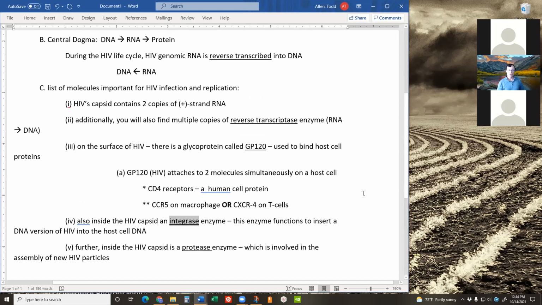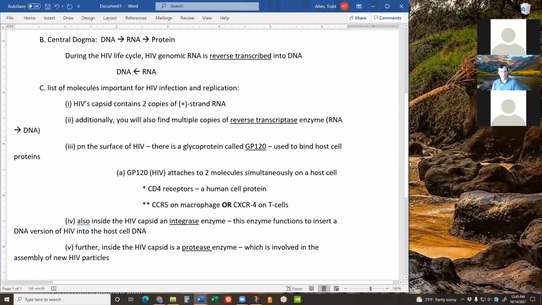Okay, so let me summarize what I've just stated, because there's a laundry list of topics here. Inside the capsid of HIV, you will have 2 copies of plus strand RNA. You will also find in the capsid a reverse transcriptase enzyme, an integrase enzyme, and a protease enzyme. Are there some other things? Yes, there are, but this is enough of the story so that you can understand what we're talking about. Those things that I've just stated verbally are in the capsid.